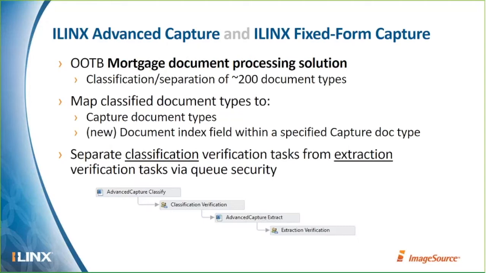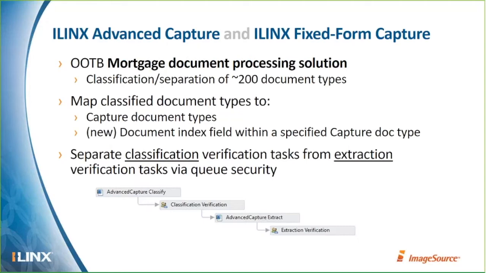But we have released an out-of-the-box mortgage document processing solution. This provides out-of-the-box classification and separation of 180, 190 different document types that are typically involved in mortgage processing. This is just one of the solutions. We're going to continue to build out more and more of these types of solutions for you so that these become very easy to roll out in your organization.